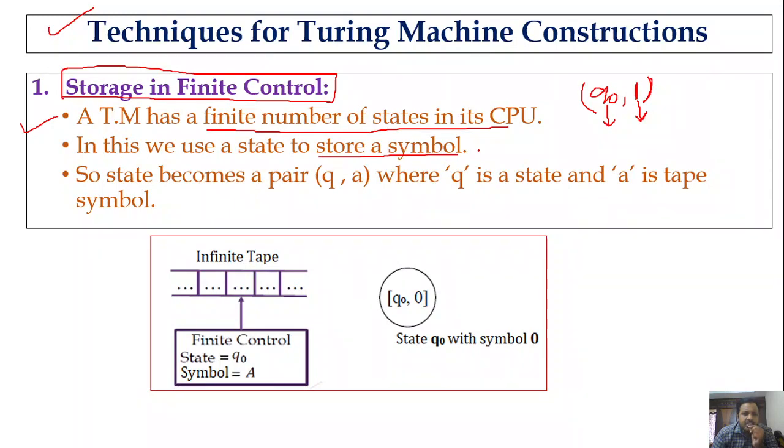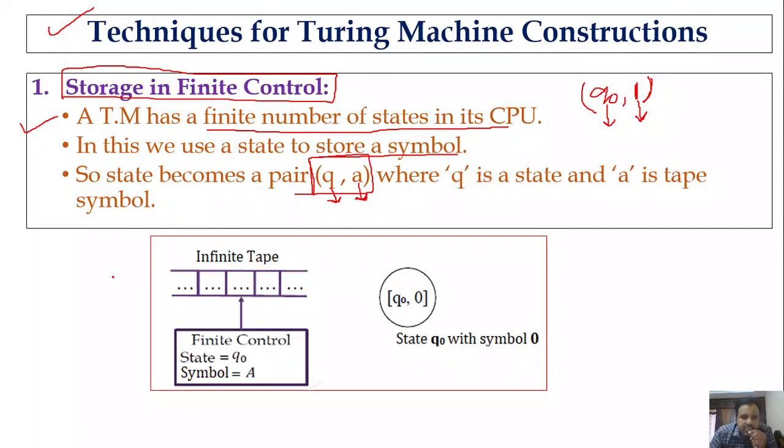Since the state is storing some symbol, each state is represented by using a pair of values. The first value in the pair represents the state, the second value represents the symbol that is stored in that particular state. The symbol that we are storing in the state belongs to the tape symbols, that is, the symbol that appears in the input tape. That's why you could see I have represented (q, a). q is a state and a is a tape symbol.